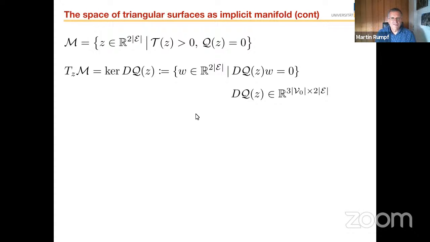A manifold has a tangent space under smoothness conditions, which are fulfilled here. And because this is just an open condition here, and that is an implicit surface representation, we already know that the tangent space is just the kernel of the Jacobian of this Q-map. Now, these are all those Z-type vectors, variations of L and theta, which solve this equation here at some given Z, where we would like to define the tangent space.